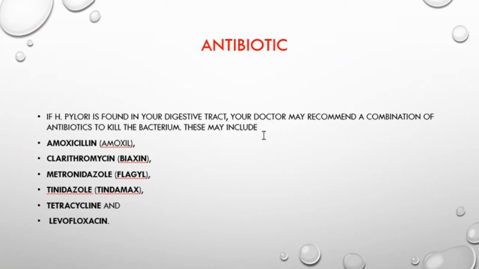Moving on to antibiotics. If Helicobacter pylori is found in your digestive tract, your doctor may recommend a combination of antibiotics to kill the bacterium. This may include amoxicillin, clarithromycin, which is Biaxin, metronidazole or Flagyl, tinidazole or Tindamax, tetracycline, and levofloxacin.